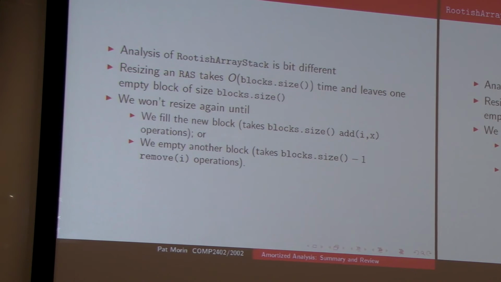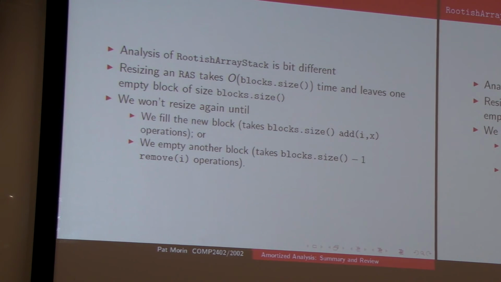Create a block of size B. After we've done that, there's basically B minus 1 empty slots in it. And the previous block has B minus 1 values. So if we fill this thing, it's because we did B minus 1 add operations. And if we empty the previous block, that's because we did B minus 1 remove operations. So nothing is going to happen again until we either fill this thing, back to the same thing. Right? How long does it take to create this block? Well, it takes order B time to allocate this array of size B and zero it out. And then we're not going to have to create any other blocks until we do B add operations or B remove operations.